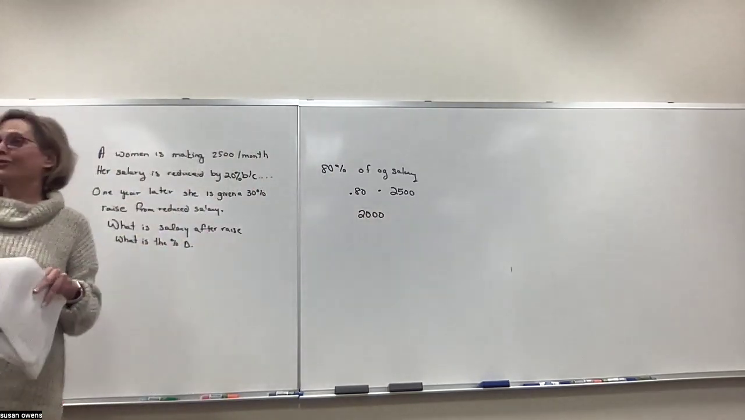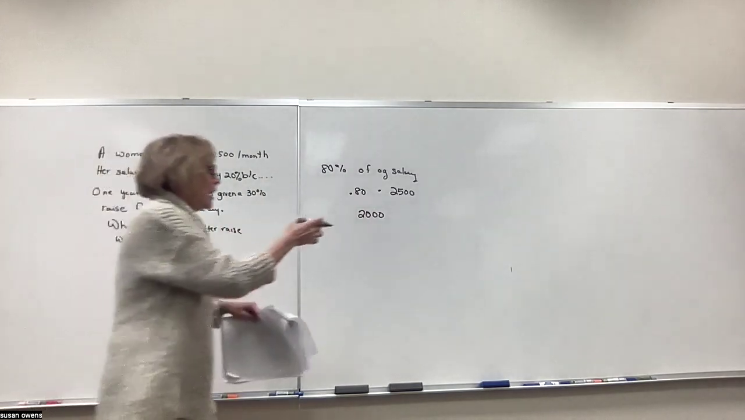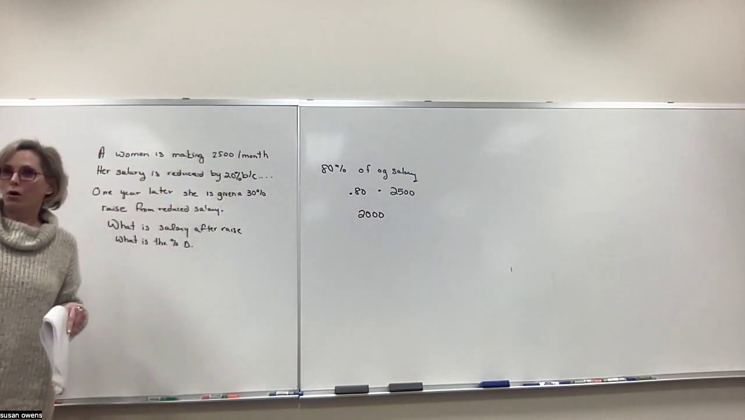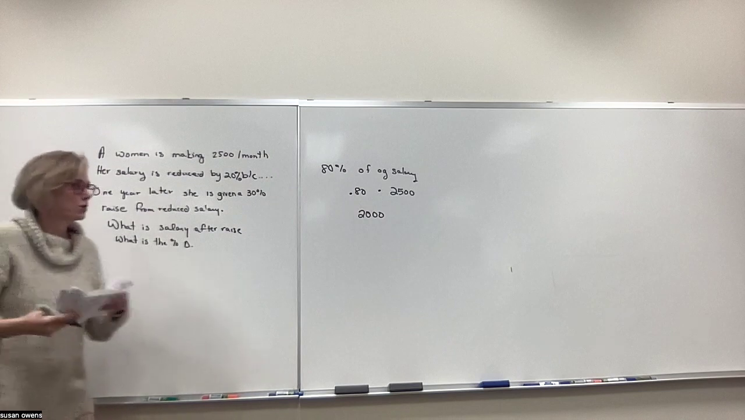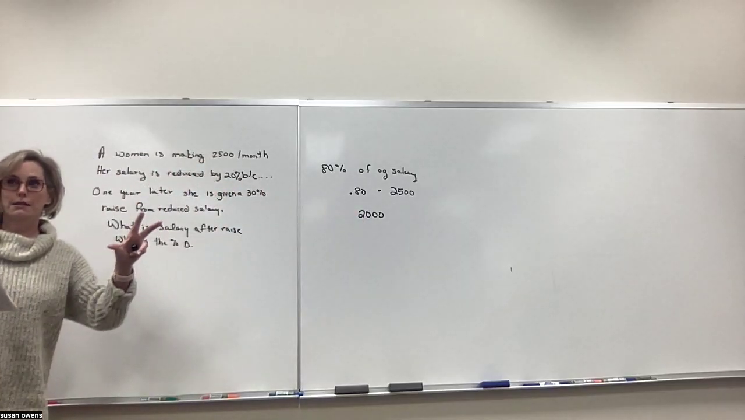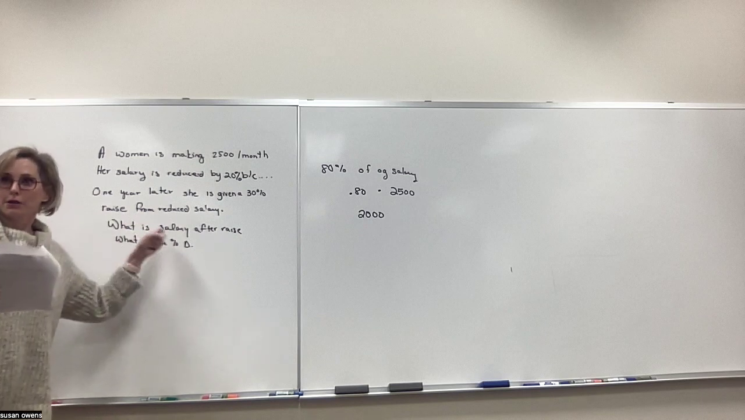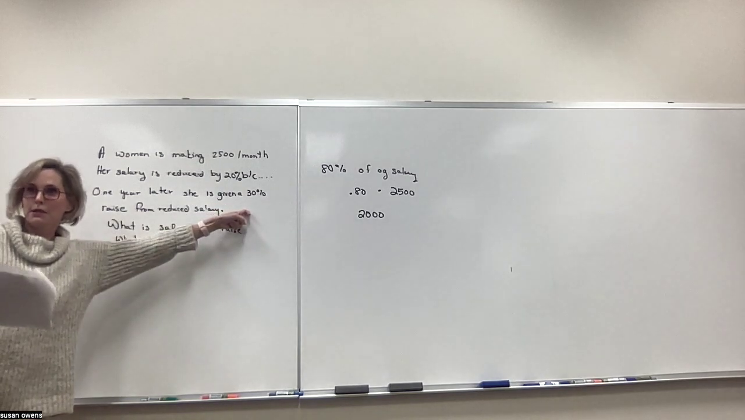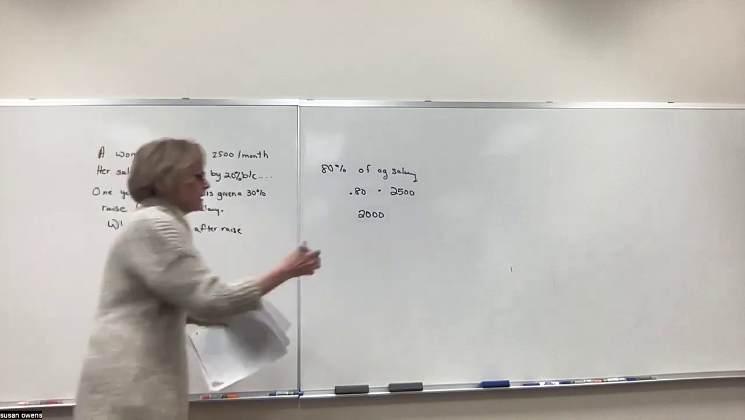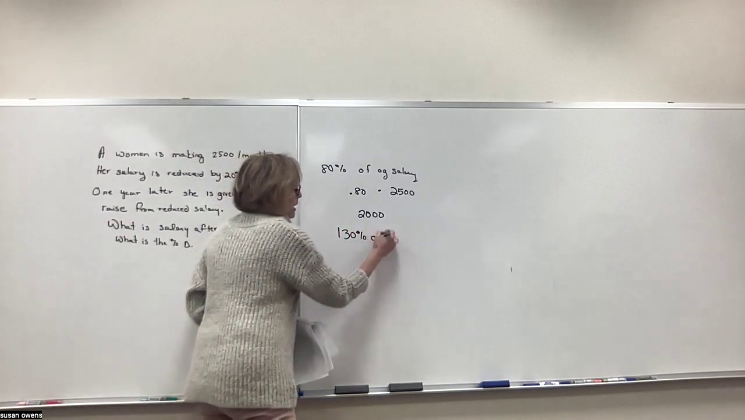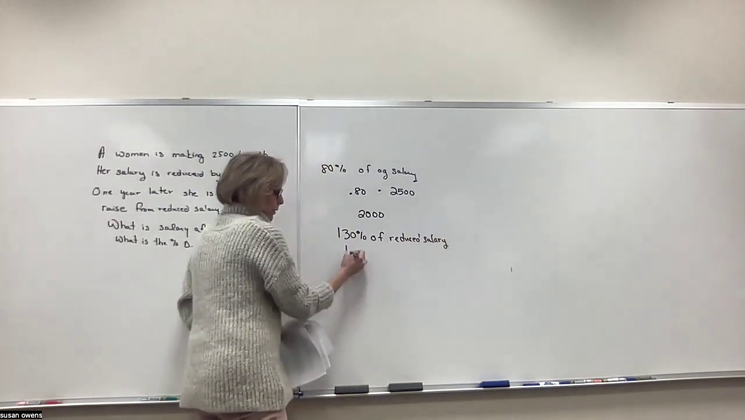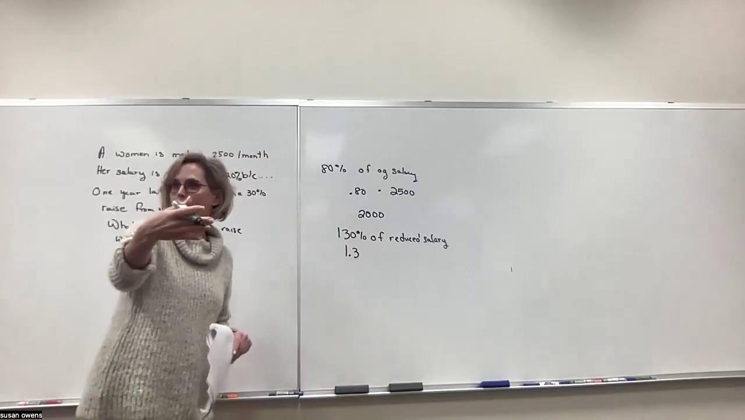Then after a year, they're going to give her a raise. So she's going to make 100% of that 2,000 plus 30% more of that 2,000. So what percent of the 2,000 is she going to make? She gets all of it. We said all of it was 100%, and she gets a 30% raise. So what percent is she now getting of her salary? 130% of the reduced salary, right? 130% of reduced salary. So 1.3 is 130%, or 1.30 if you want to write it like that.